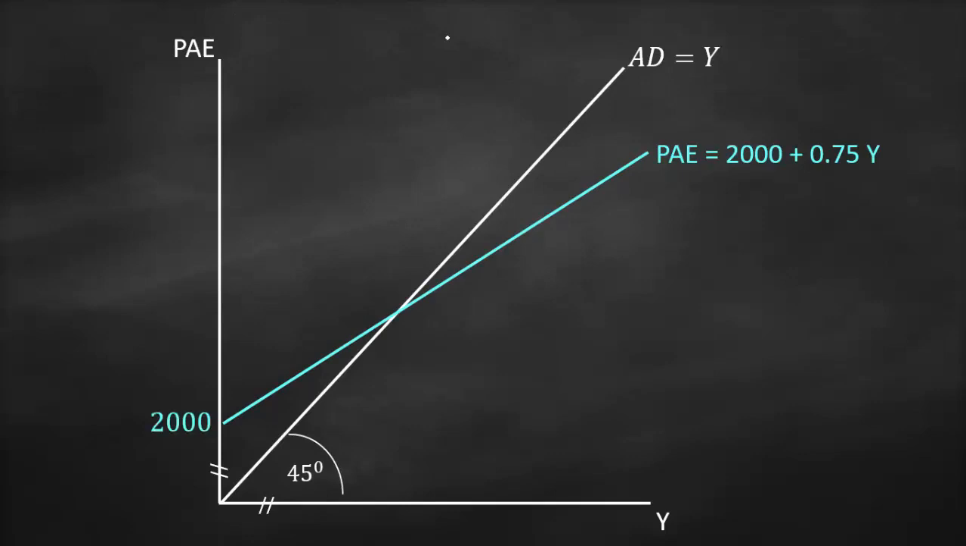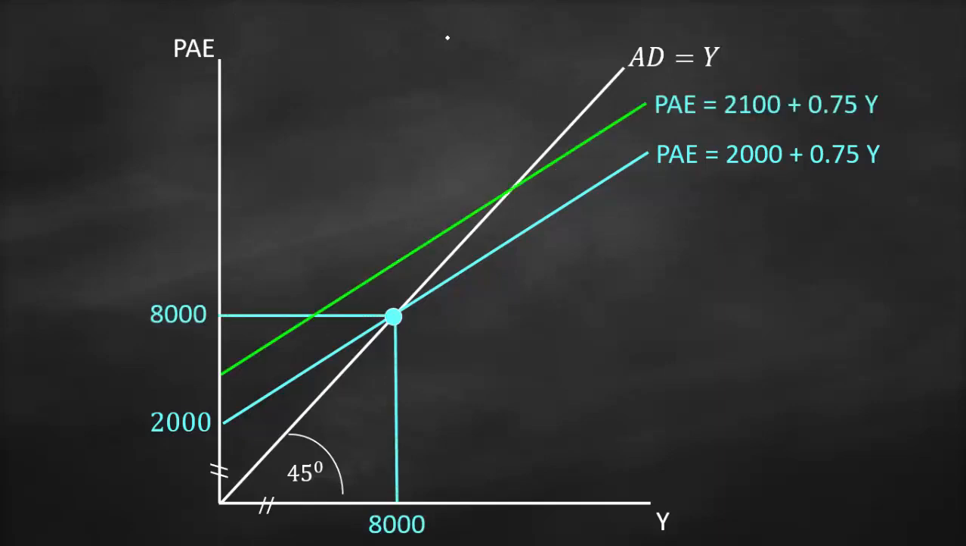So the intercept here is 2,000. And this is our equilibrium point where we have an intersection between Y and planned aggregate expenditure. And here this will give us 8,000. Then, because our autonomous spending increased by 100, because the government expenditure increased by 100, I know that our planned aggregate expenditure will shift upward. Therefore, our new intercept here will be 2,100.